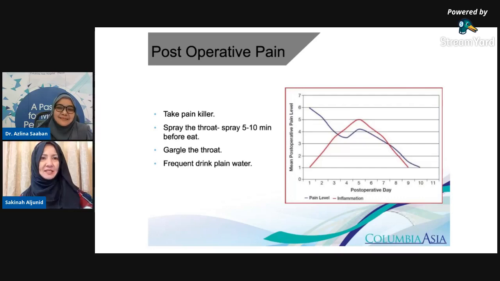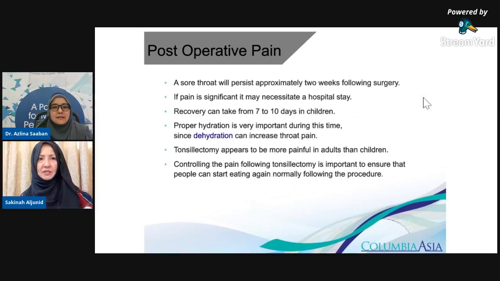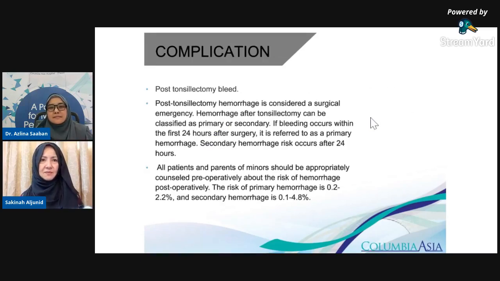Okay, let's see. Is this the last slide? Post-operative plan? Pain. Okay, let's see after this. Oh, okay. I'll let you. This is more of a repetition. Yes, okay. This is the one.